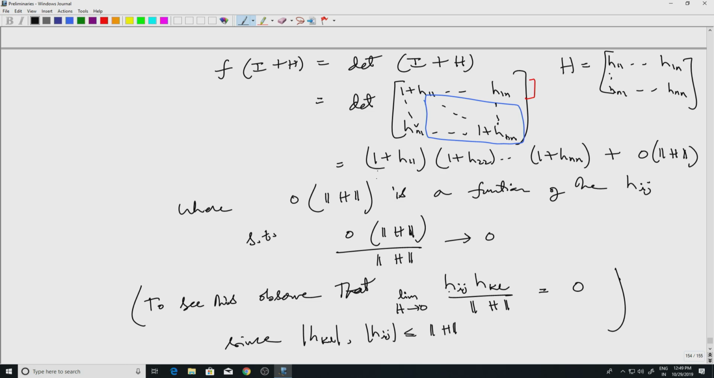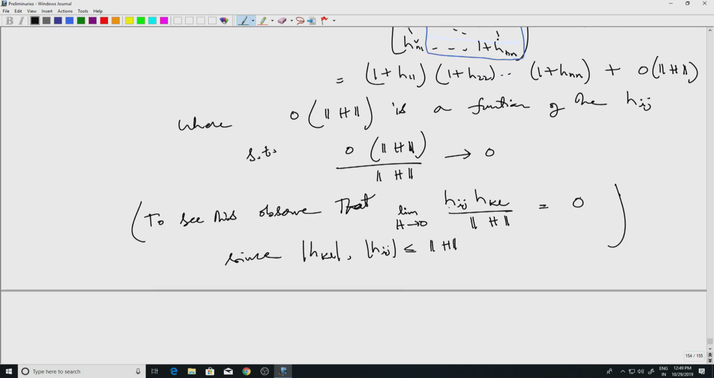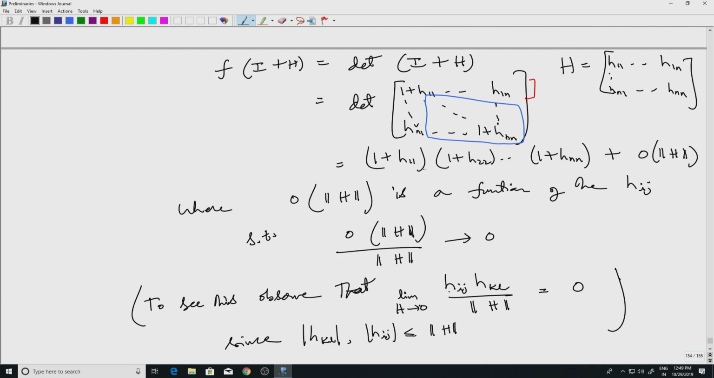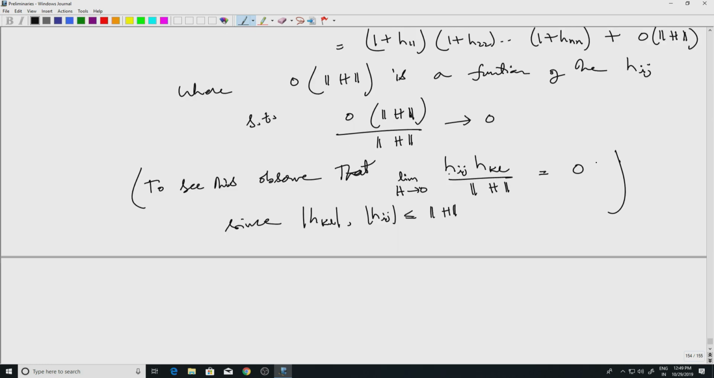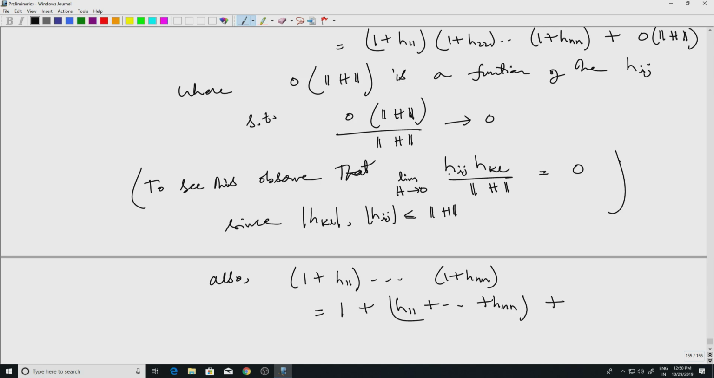Since this happens, the only term in the expansion of det of I plus h which will not be a product of more than one Hij arises from the first term here. But even that, there is only one term which is linear in the Hijs. Also, there is a term 1 coming from the product of all the ones, and then there is this term, and the remaining terms again involve a product of more than one Hij. So I'll again put small o of norm h.